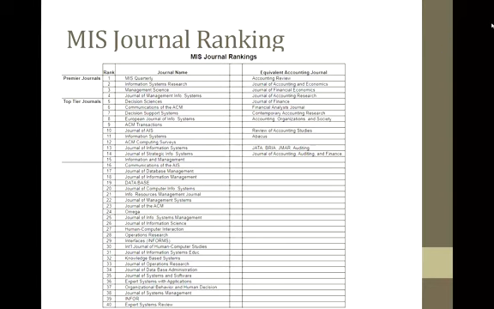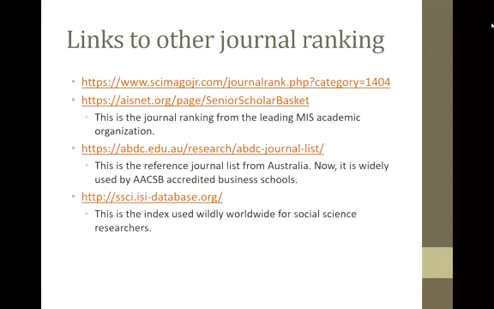Number one in the MIS field is MIS Quarterly, and this was one of the journals originally published, I believe, at the University of Minnesota. They started the MIS Quarterly, and now it's a leading journal in the MIS field. And the list goes down from 1 to 20. So when you are looking for articles, especially when we are conducting research on technology-related issues, if the journal falls into the top 20, those will be considered pretty good journals. And there are some other journal rankings, and I will go through them very quickly.